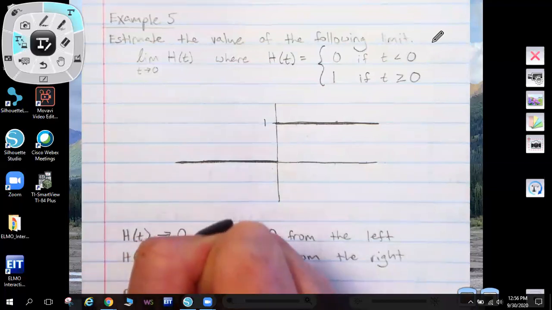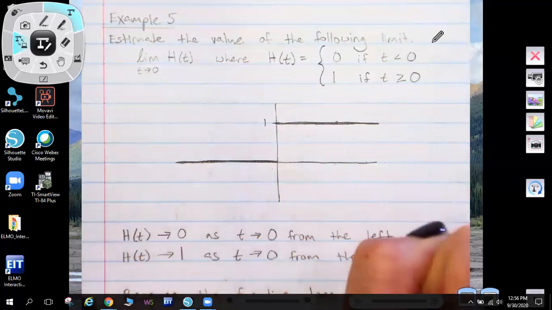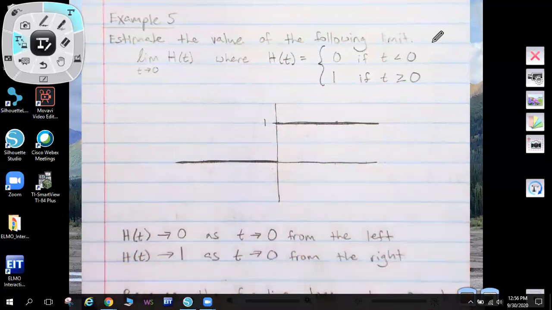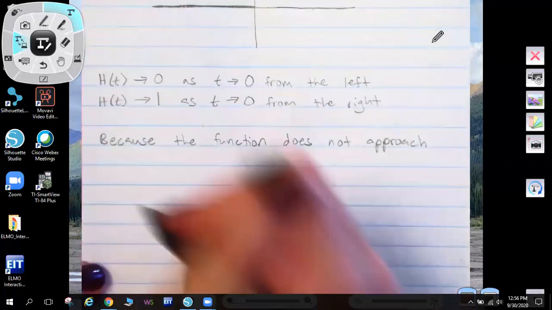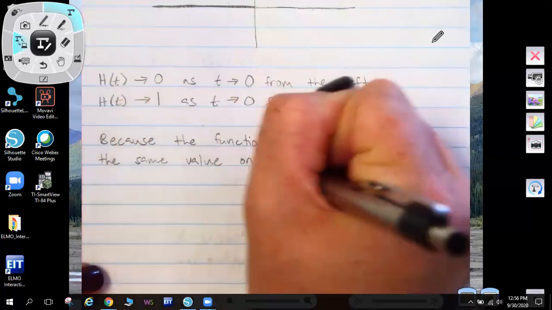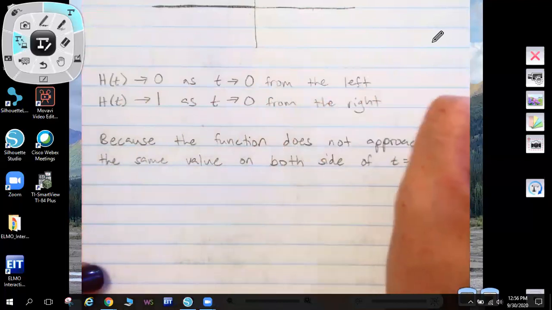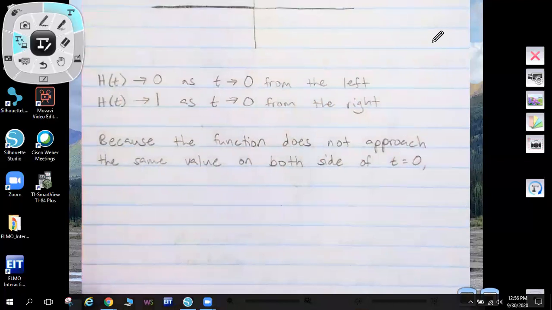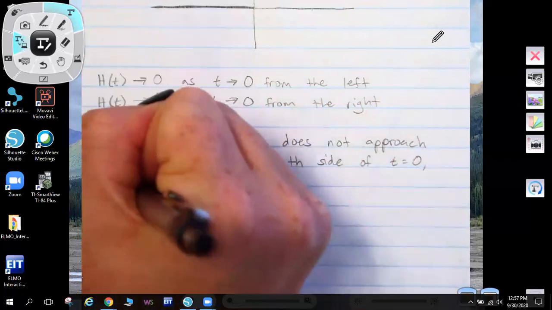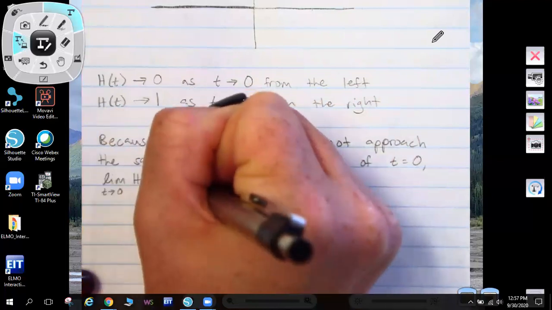So because the function does not approach the same value on both sides of t equals 0, the limit as t approaches 0 of h of t does not exist.